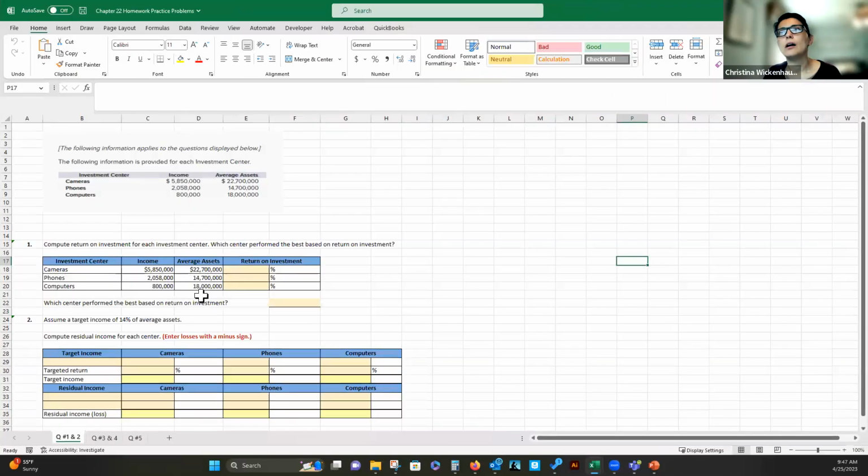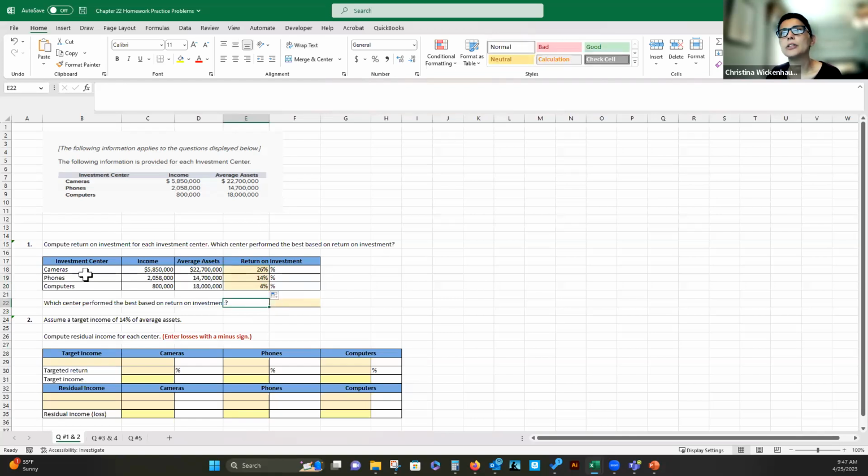we're going to do our return. So we've just copied the income and the average assets right down here. And so we're just going to take equals our income divided by our average assets. And we're going to turn that into a percentage. And then we're just going to pull that down. So hover over the bottom right until it turns into a black plus sign. Hold your left mouse button down, drag it, and then release the mouse button. And so there are all of our return on investments.